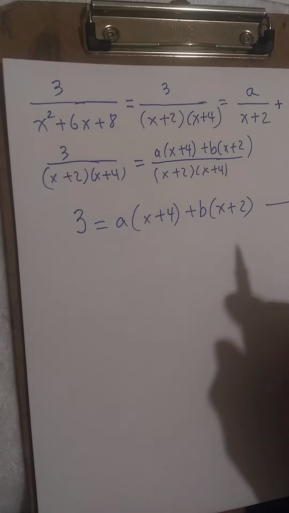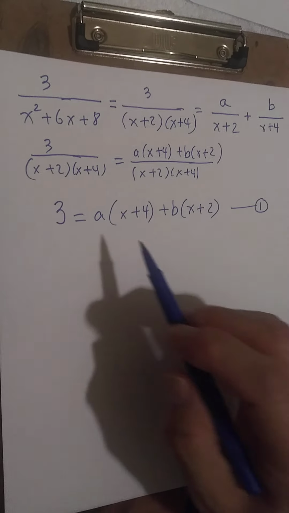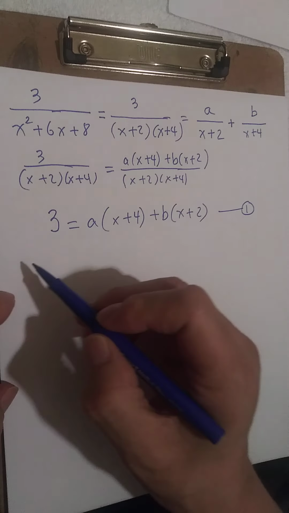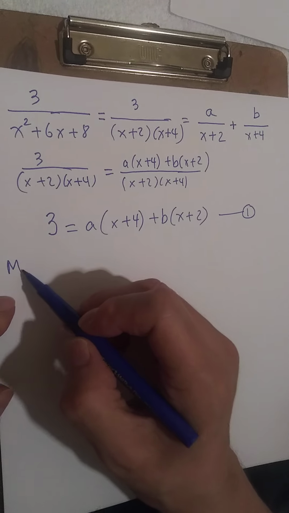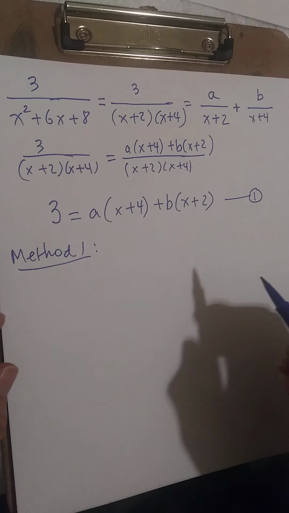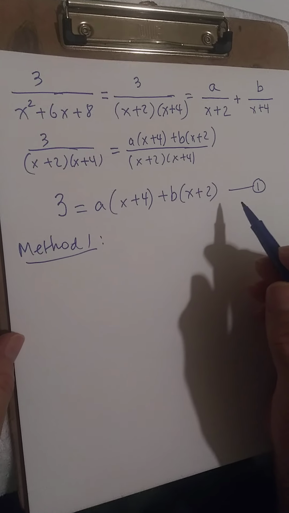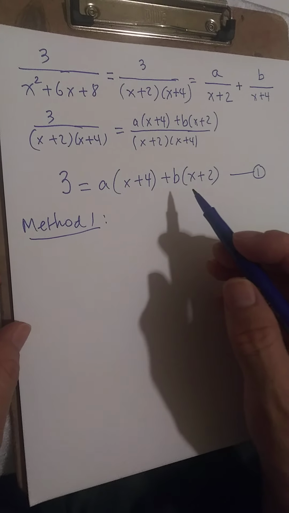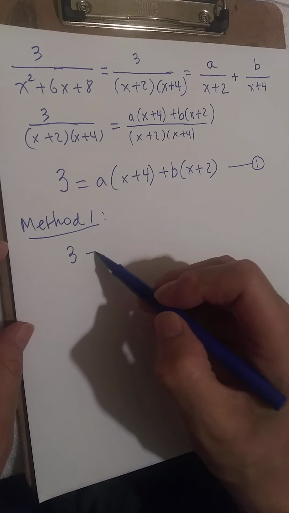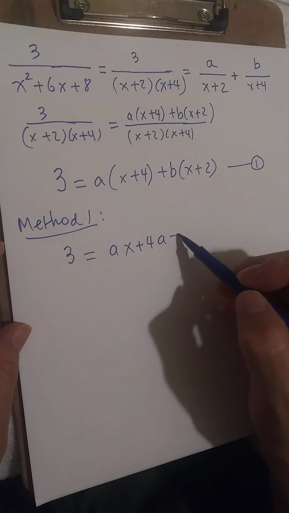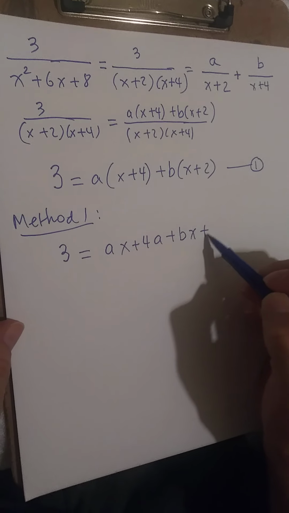Okay, there are several ways to solve equation 1. We're looking for A and B. In the first method, method 1, what we do is we expand this and then we factor out an x. So we'll end up with 3 equals Ax plus 4A plus Bx plus 2B.